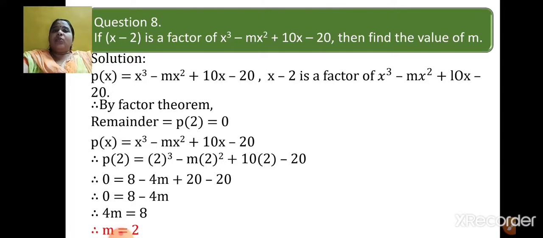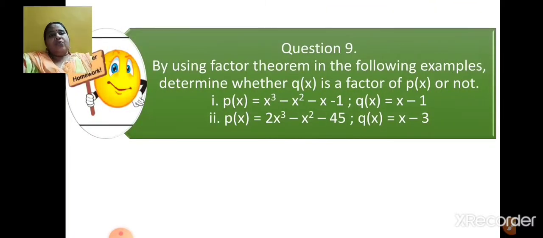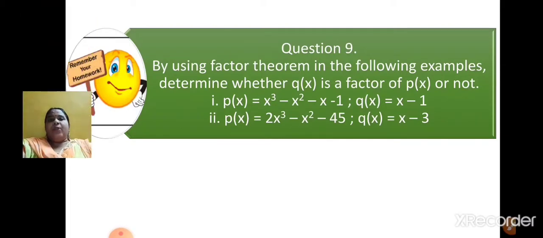Now these are the two types of questions that can be asked on factor theorem. First one is to find out whether it is a factor or not. And second one is it's given that it is a factor. You need to find the value of the constant. Okay. So with this, I come to the end of this session. I hope you will remember your homework.